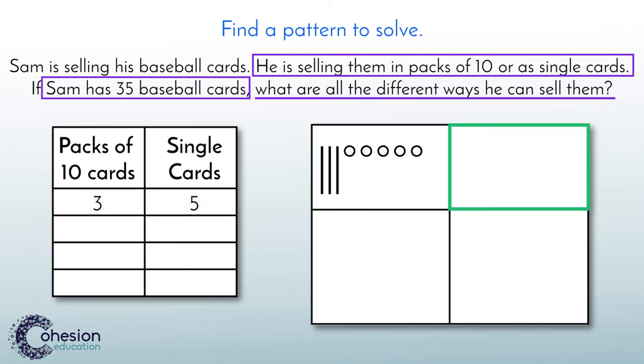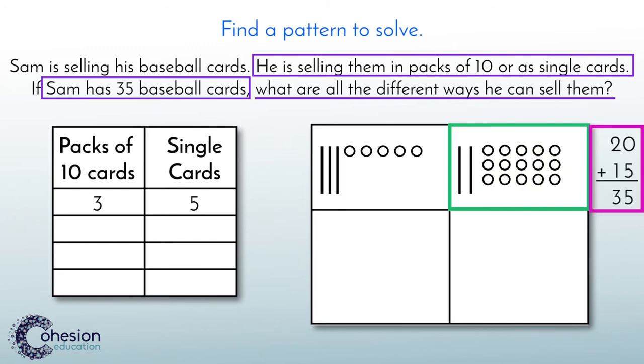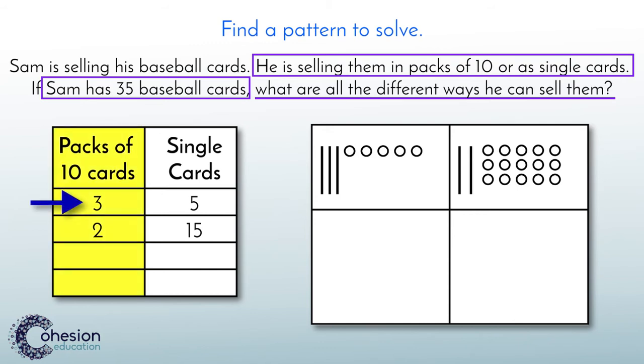Another way we can represent 35 is with 2 tens and 15 ones. 2 tens represents 20 plus 15 ones. 20 plus 15 equals 35. We can fill in 2 and 15 on the chart. Here we can begin to notice the pattern. The packs of 10 are going down by 1, and the single cards are going up by 10.